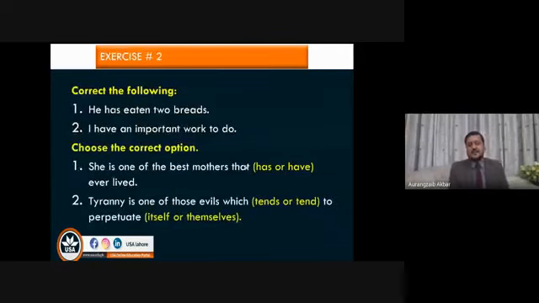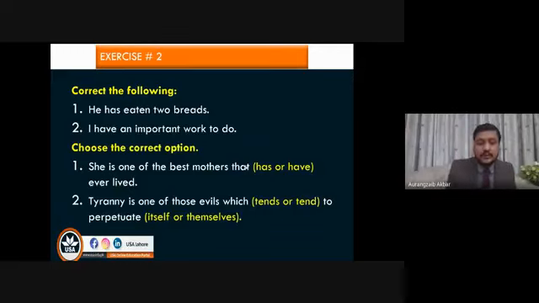So according to that, there is a short exercise with the following sentences: he has eaten two breads, I have an important work to do. Then choose the correct option: she is one of the best mothers that has or have ever lived. Tyranny is one of those evils which tend to perpetuate itself or themselves. So we need to answer them while observing carefully. There is a key as well.